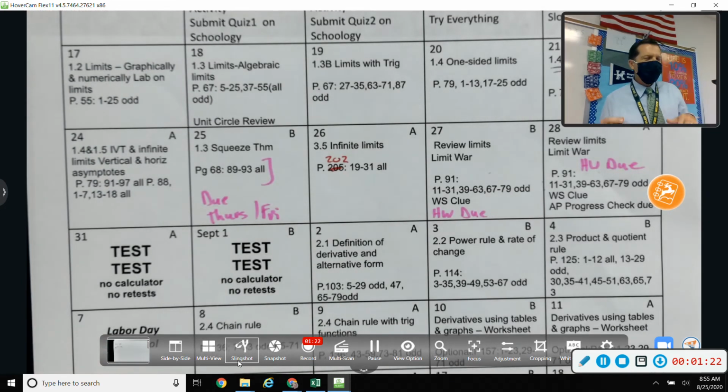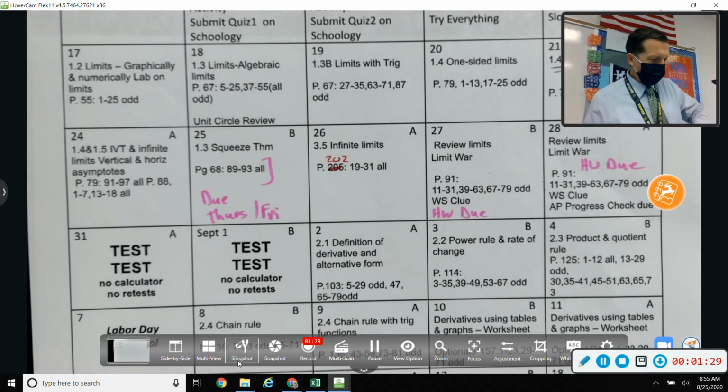Any questions on the syllabus, calendar, test? Anything? Not yet? Okay. Squeeze theorem.